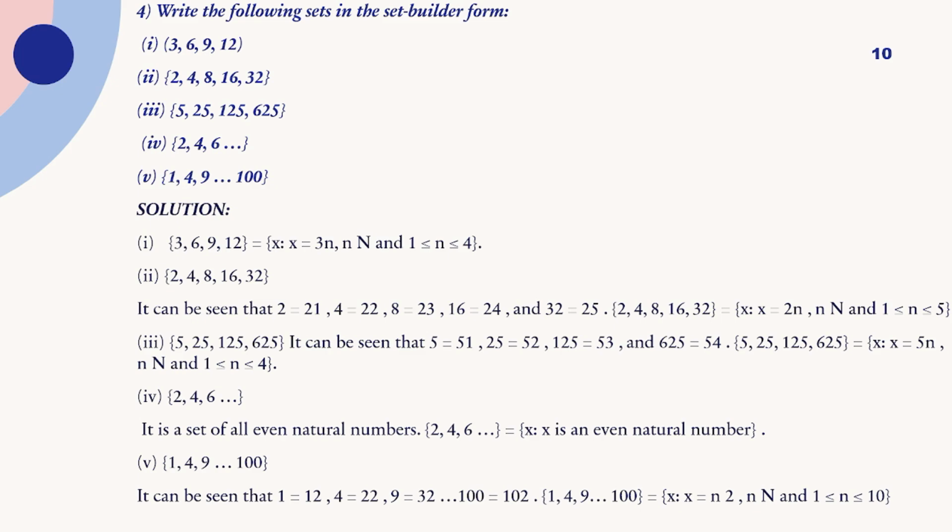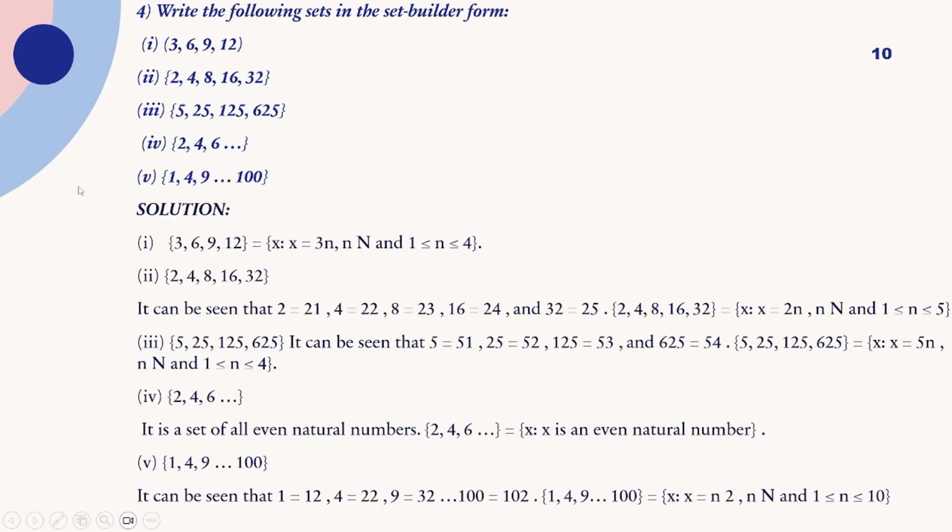Fourth question, write the following set in the set builder form. Previously, the question was given in set builder form and we made it into roster form. Here the question is in roster form, and we will make it into set builder form. How to identify that? Let us find out now.